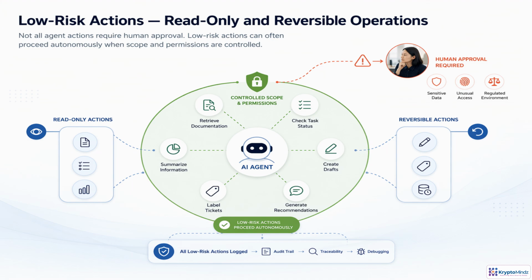But low risk does not mean invisible. Every action should be logged, so teams can audit, trace, and debug behavior. Approval comes back into the flow when sensitive data, unusual access, or regulated context appears.